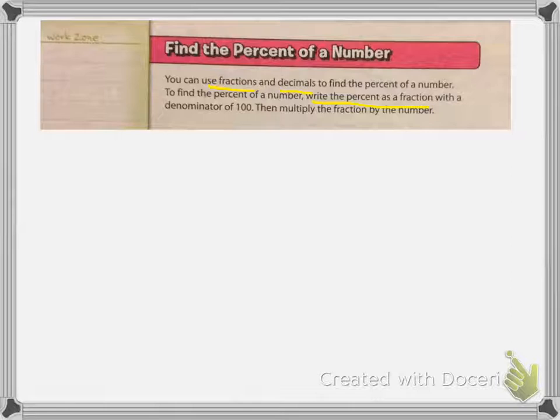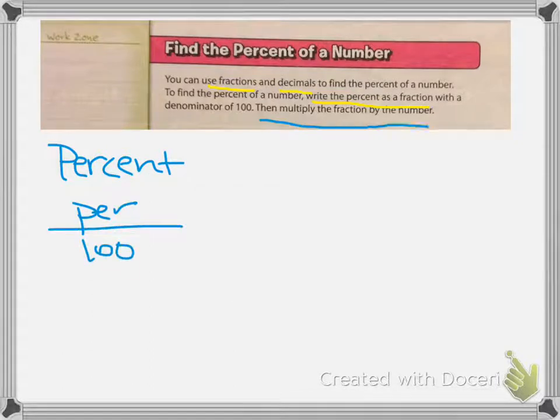To find the percent of a number, write the percent as a fraction with a denominator of 100, because remember, it's per 100. Then you'll multiply the fraction by the number.